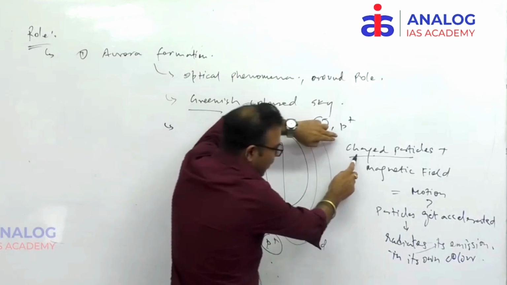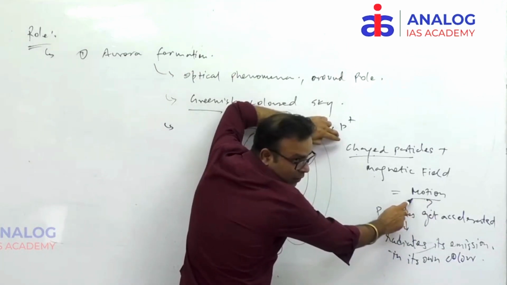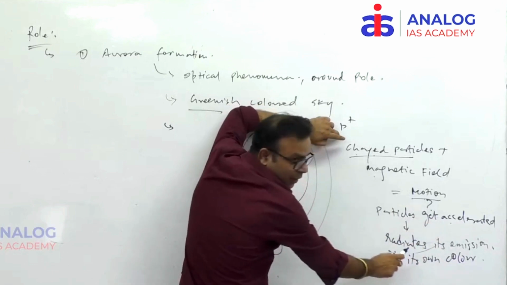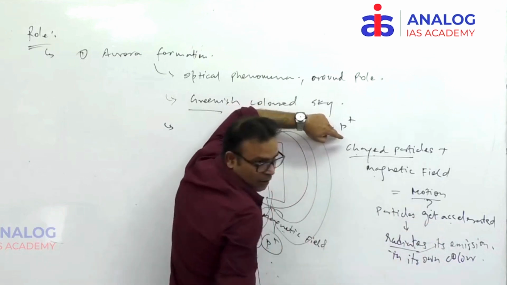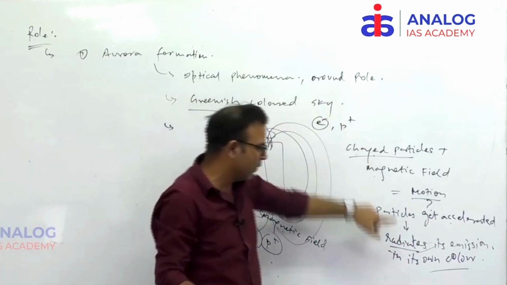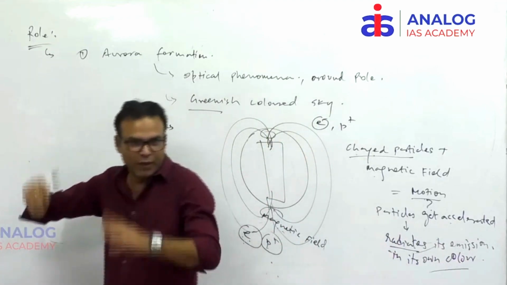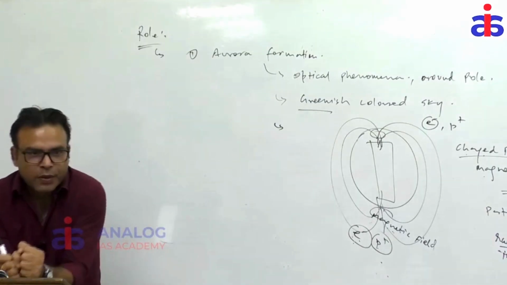So I said that when a charged particle is placed in an external magnetic field, it comes into motion or gets accelerated. Because of that, the accelerated particle emits radiation. And every radiated particle produces its own characteristic colors, maybe red, green, orange, whatever it is. So greenish is the most popular color.